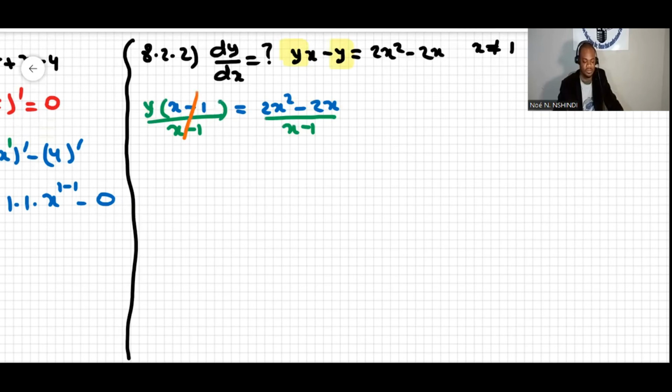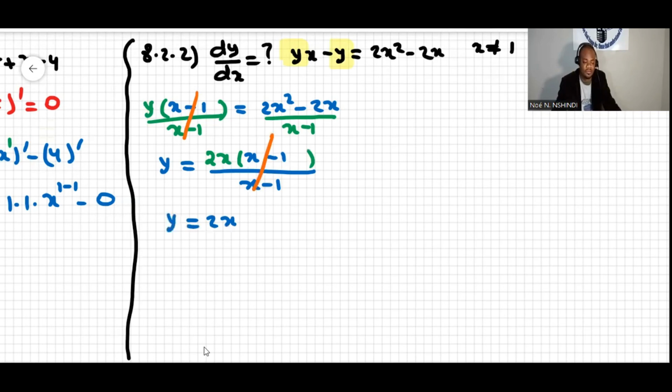And then we are left with y equal to 2x squared over x minus 1. Over here, let's also take common factors. We can take 2x as the highest common factor, so it will be 2x times x minus 1 over x minus 1. There also, we can simplify these two. And then we are left with y equal to 2x.